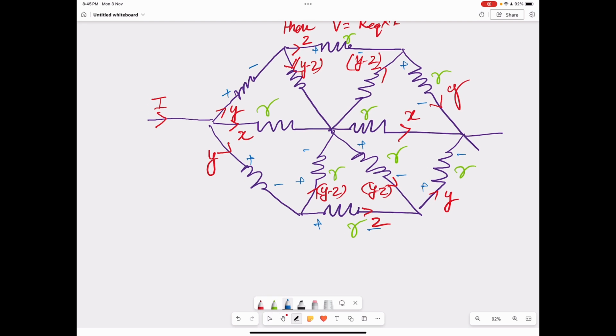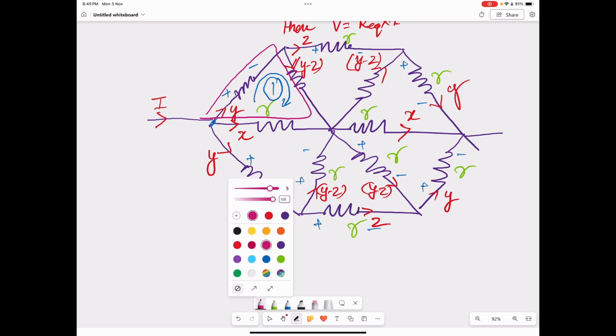So I will make use of any one loop. I will take this loop as 1. If I use this loop and go in the clockwise direction, what I have done while I was explaining the Kirchhoff second law, this is a closed loop. This entire thing is a closed loop. So I am using the same concept.